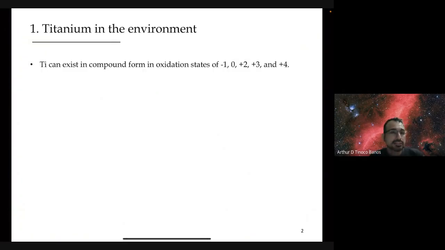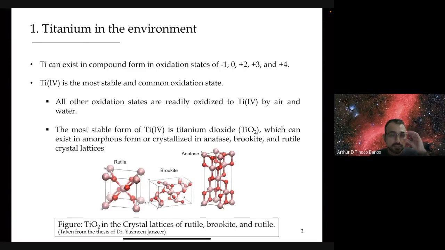So when we're looking at titanium in our environment, it actually can exist in a variety of oxidation states. All right, so here's just a perspective of -1 up to a +4 oxidation state. But predominantly, titanium-4 is the most stable and common oxidation state, because many of these other oxidation states can be readily transformed to titanium-4 in the presence of air and water. One of the most predominant forms of titanium is titanium dioxide.